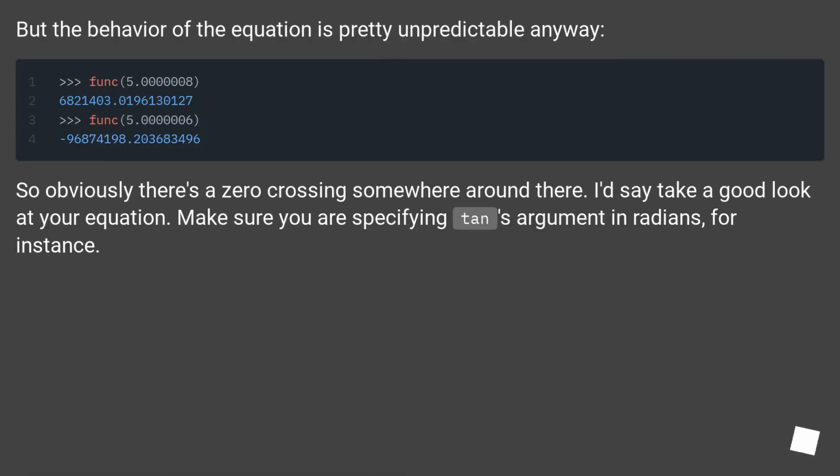But the behavior of the equation is pretty unpredictable anyway. So obviously there's a zero crossing somewhere around there. I'd say take a good look at your equation. Make sure you are specifying tan's argument in radians, for instance.